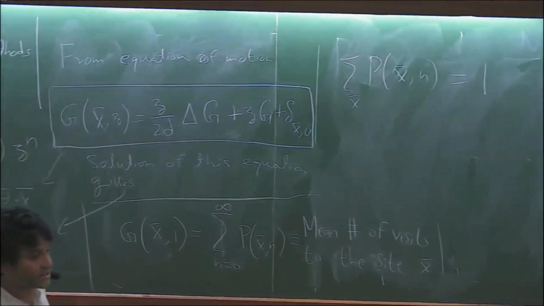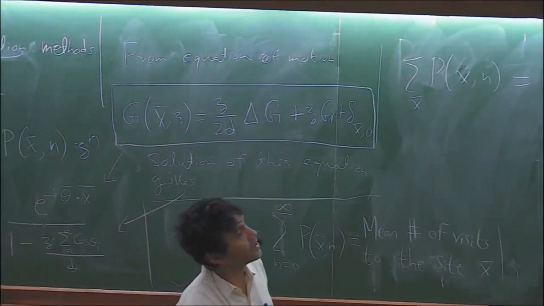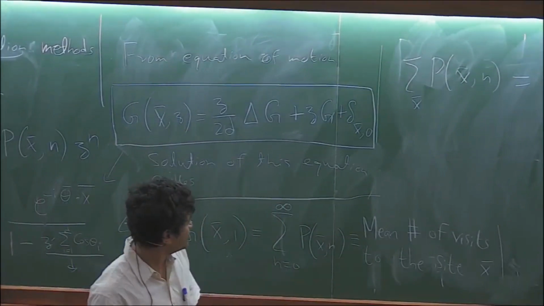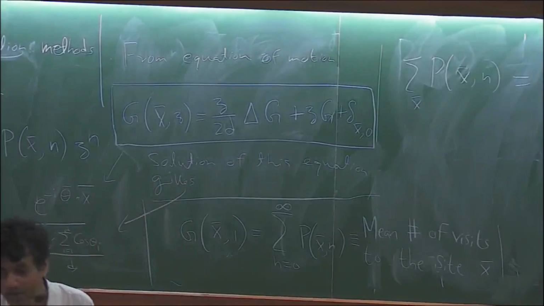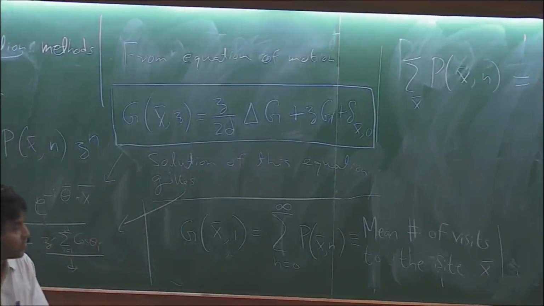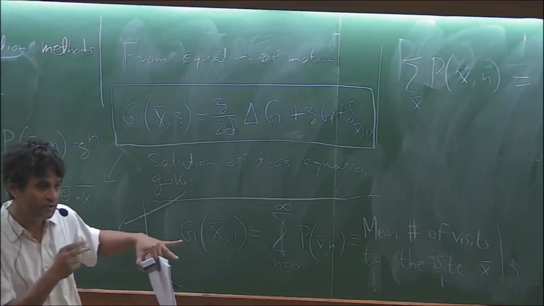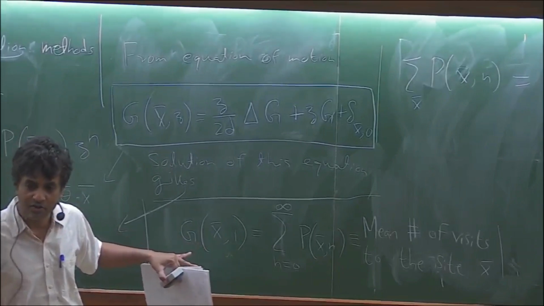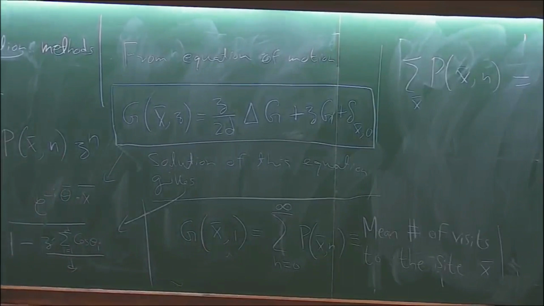Less number of visits. Right, yeah, it's kind of correct, but it depends on dimension. So one question is how does it depend on dimension, and how does it fall? It's true that as you go further, it falls with the distance. So we want to ask how it falls with distance, and that will depend on dimension. That's what we want to compute.